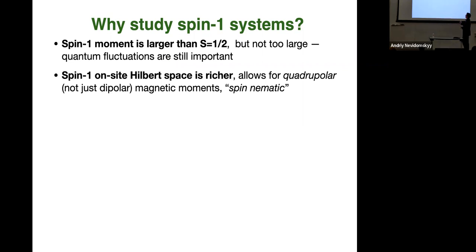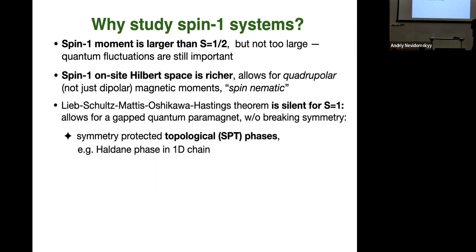Well, I list here some of them. First of all, spin one. Okay, you appreciate that if I make the spin very large, it essentially behaves like a classical object. We do not want that, right? So I want some quantum fluctuations, so the spin should be larger than half, but not too large. Second, and I will show you this in a moment, spin one allows for very interesting so-called spin nematic excitations because it has quadrupolar moments, something that spin half does not have.